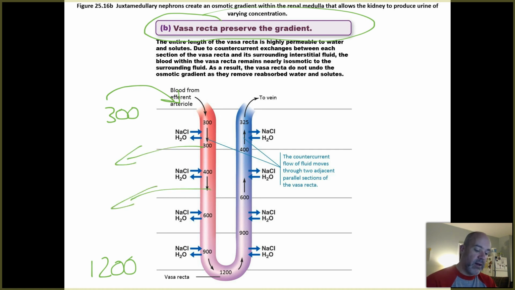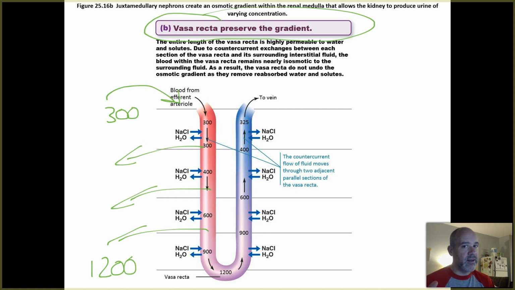water would get sucked out. And what would happen is the blood would wind up disrupting the salt concentration gradient in the medulla. It would dilute out all those solutes and everything would get messed up.